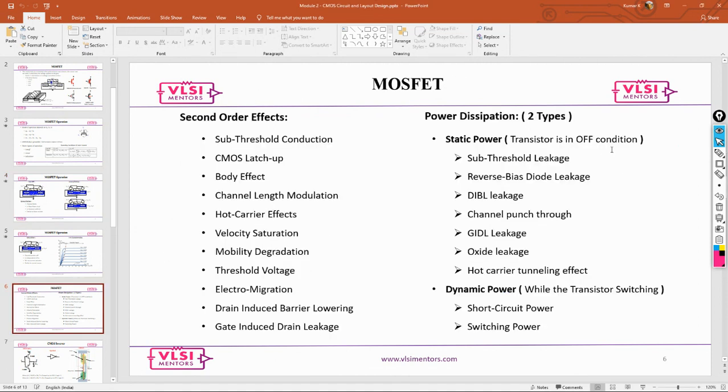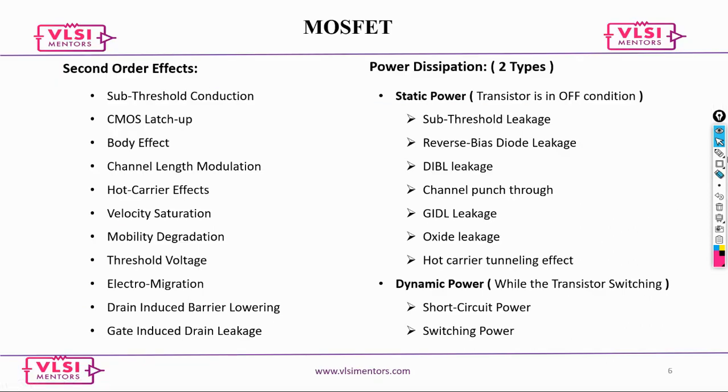The second order effects we will see sometime next week. Let's quickly go over the power dissipation now. Remember, with any kind of switching that happens, the transistor consumes power, and that power gets converted into heat energy. Okay, the switching generates heat.